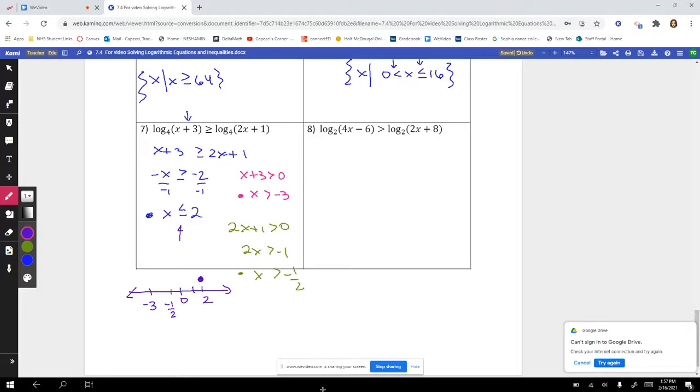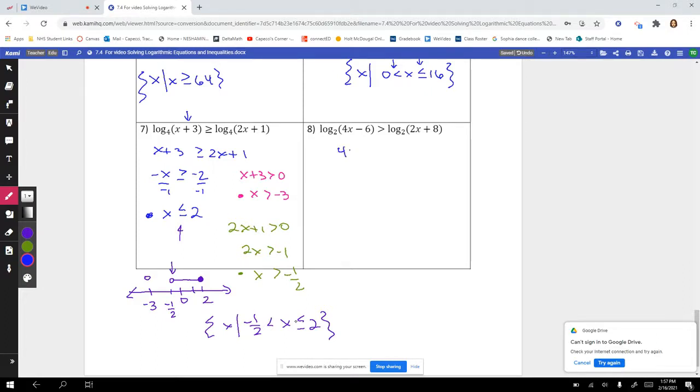Now, it has to be greater than negative 1/2, and it also has to be greater than negative 3. In order to do both, I really need to pick this symbol right here. So it's actually going to be between those values. Okay, so then I'm going to have x such that negative 1/2 is less than x, which is less than or equal to 2. Okay? All right, let's look at our last one for today.